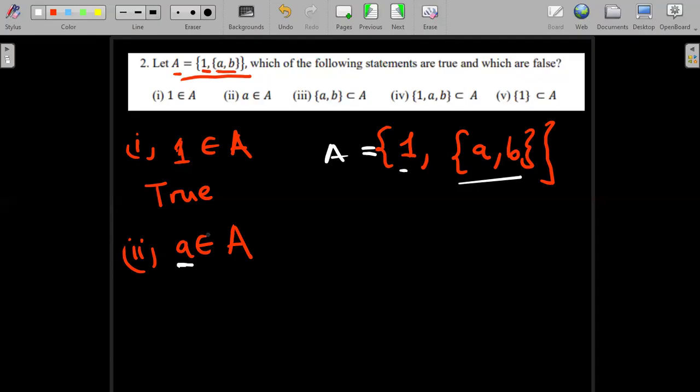So this A is not listed as an element in the set A. Thus, A is not a member of the set A. So this statement here is false. Okay, then I have part 3.